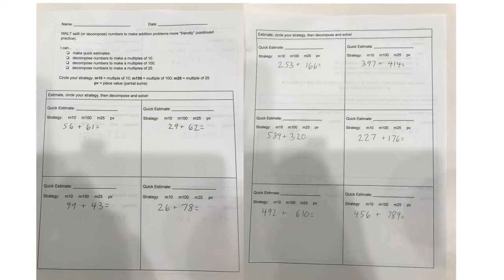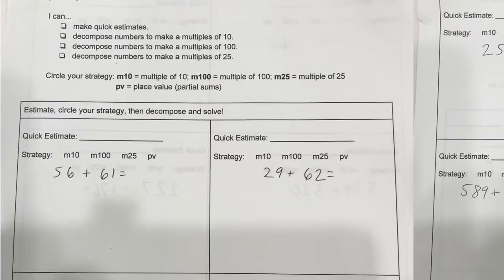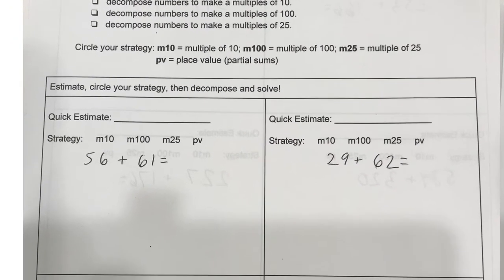Alrighty, let's just quickly go through this homework, and we're doing these addition strategies. I've added one step to this where I want you to think about your strategy, and are you doing a multiple of 10 or a multiple of 100 or a multiple of 25, or are you just using place value like partial sum style? So don't just go through like a robot and do each one. Think about the best method to use for each of these.